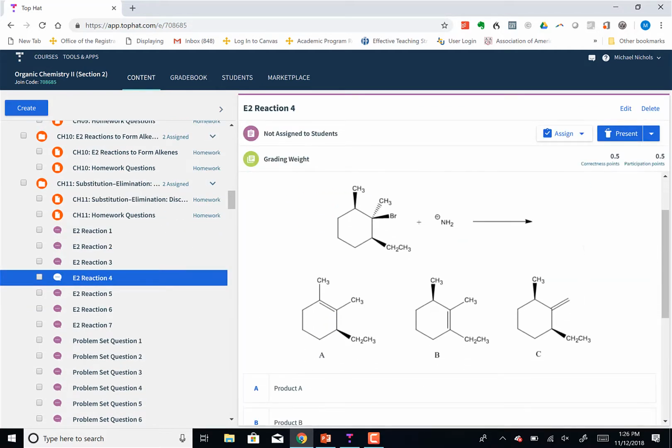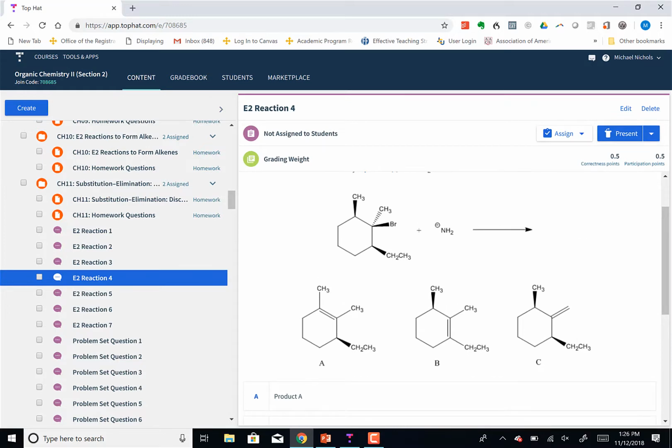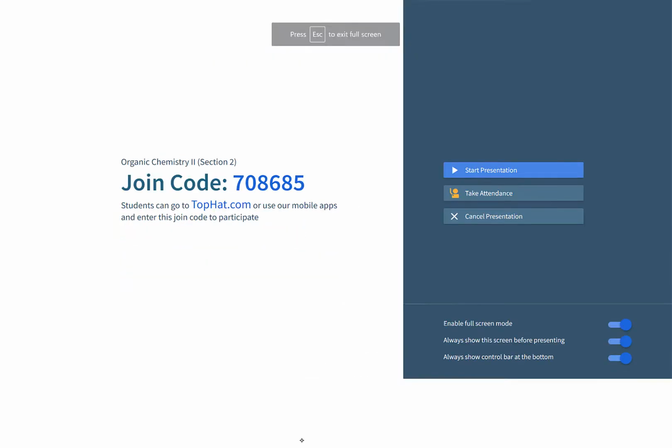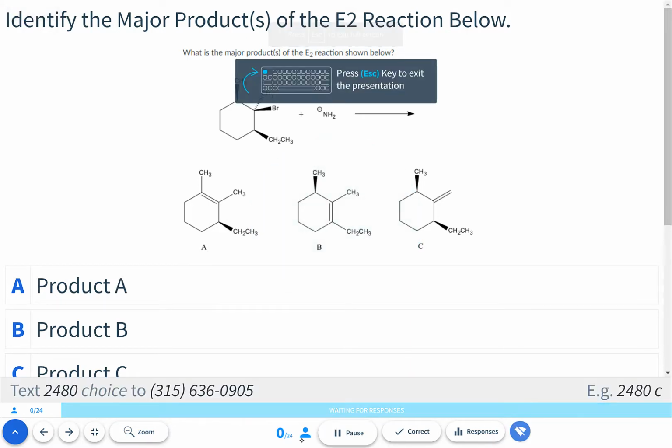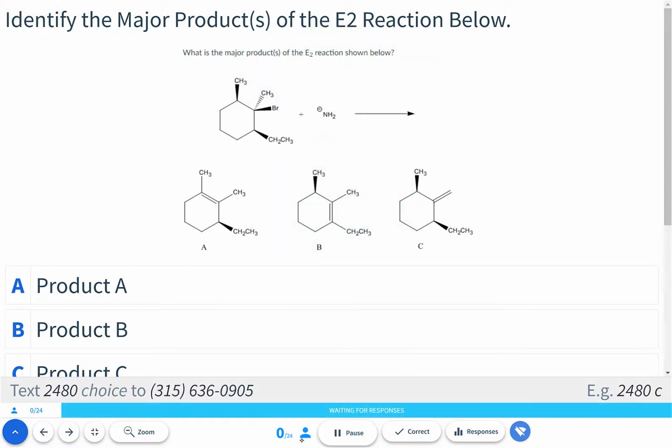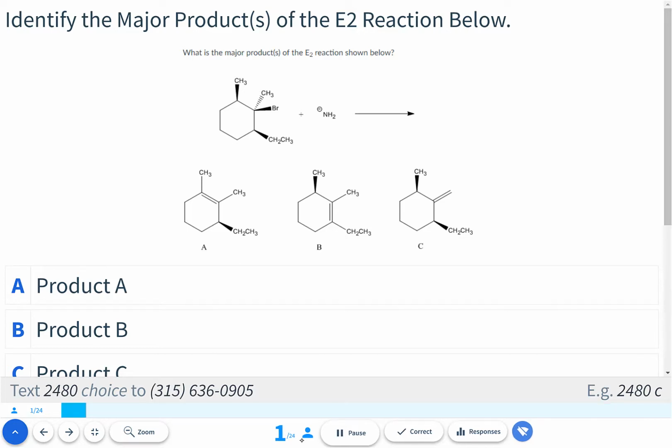Reaction number 4. What do we think about this one? Now I've changed the base to NH2 minus, and it looks like I've kind of changed the stereochemistry.